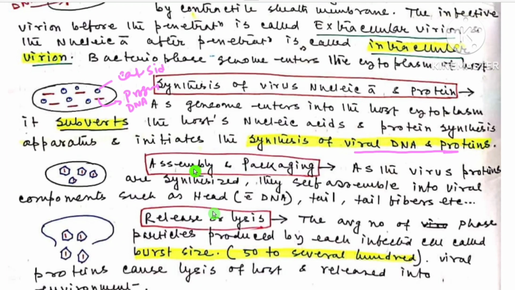And the next step is assembly and packaging. This is the second step, and this is the third step. After formation of the different types of protein or the capsid and the DNA, this DNA and capsid will be packaged, and this forms a complete virus particle. As the virus proteins are synthesized, they self-assemble into the viral components such as the head with DNA, tail and tail fiber. So different structures will be formed, and this is known as assembly and packaging.